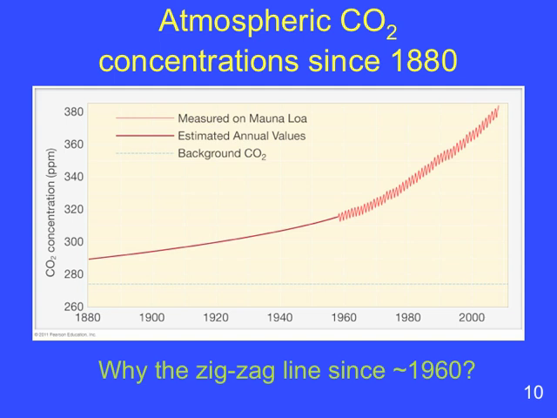We can also ask, why the zigzag line since 1960? Okay, notice once we actually start measuring the CO2 level, we see that although overall the CO2 levels are increasing, we're seeing a slight dip and a slight rise and a slight dip and a slight rise every year in CO2. What explains that? Any ideas?